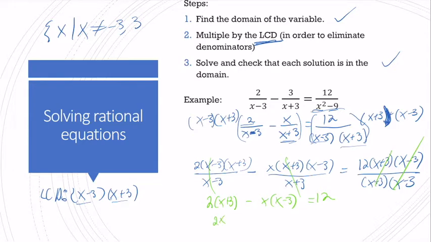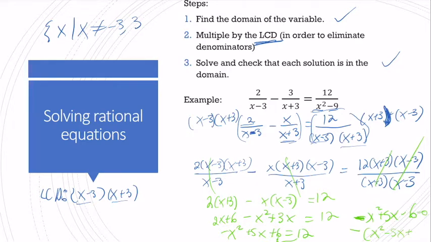I have 2x plus 6 minus x squared plus 3x equals 12. I have to combine like terms and set this equal to 0. So I have a negative x squared plus 5x plus 6 equals 12. So if I move the 12 over, I have negative x squared plus 5x minus 6, and I need to pull out a factor of a negative because we don't like negative exponents. So I have negative x squared minus 5x plus 6 equals 0.